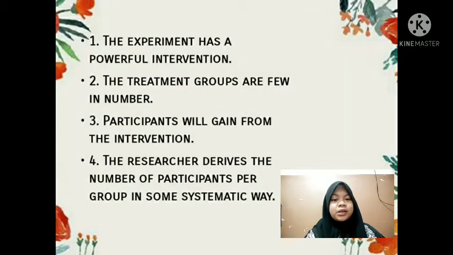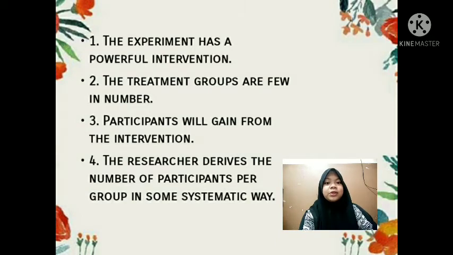The first one is the experiment has a powerful intervention. Kumbaga, ang experiment ay magkaroon ng powerful intervention, since an intervention is introduced immediately after the baseline period with the aim of affecting an outcome. The intervention itself is the aspect that is being manipulated in your research. So, kailangan talaga na maging powerful yung intervention mo in order to make a good experiment.